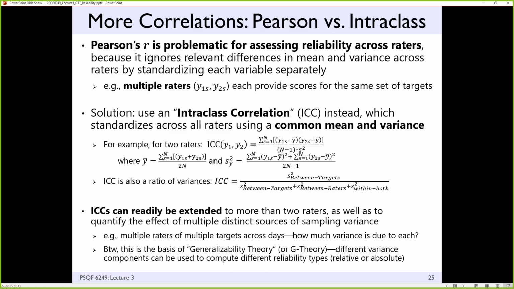So some of you may have taken or will take the course on G-theory that we have in our department. That's what I'm talking about. You can compute how much of the variability is due to differences between items, differences between respondents, differences between occasions, differences between raters, and so forth.